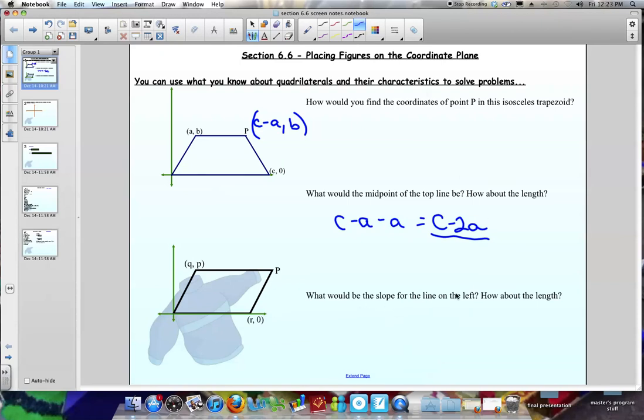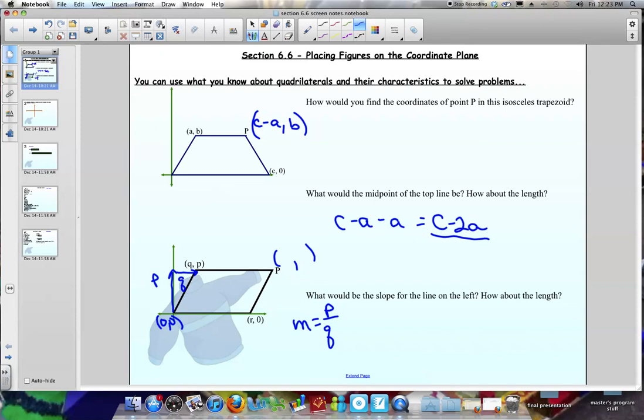What would be the slope for a line, specifically this line on the left? I see that in my parallelogram here that my coordinates are 0, 0, Q, P, R, 0, and then I'd have to figure out what the coordinates of my other point are. But to find the slope of this line, I need to simply know how far it rises and how far it runs to get the slope of a line. So from 0, 0 to Q, P, how much do I rise? I would rise P units and I would run Q units. So my rise over my run would be P over Q.